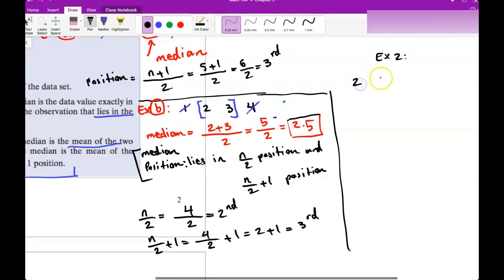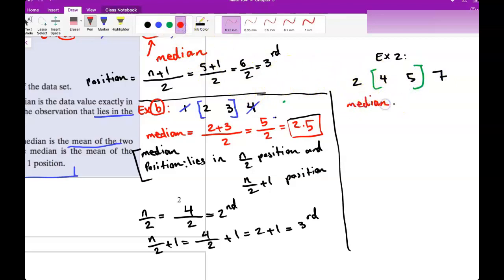For example, 2, 4, 5, 7. The median is 4 plus 5 divided by 2. That's 4.5. And position is between second and third place. The N is 1, 2, 3, 4. We have 4 numbers.